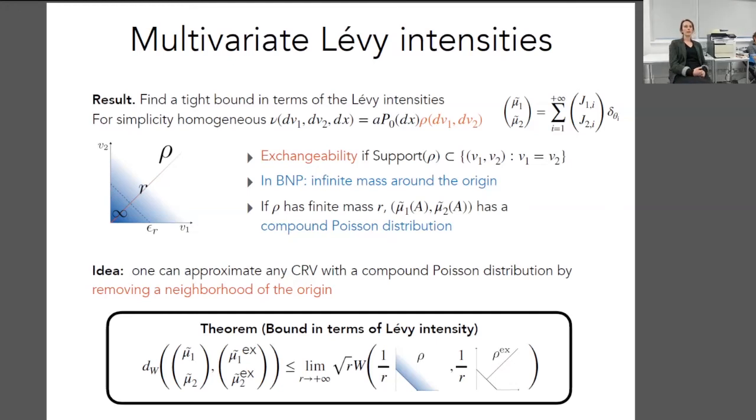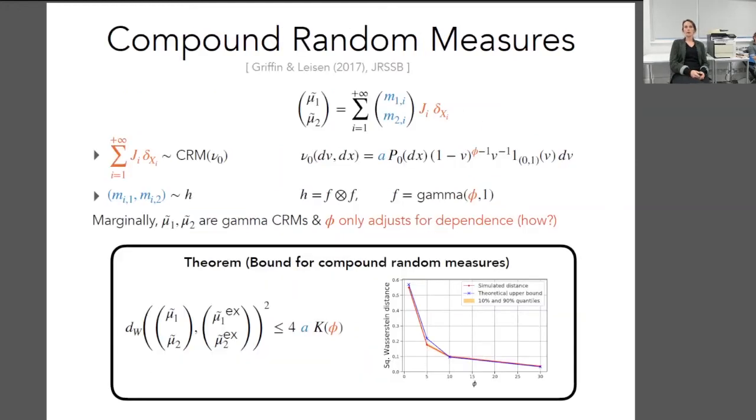Very well, so now that we have a quantity that depends in an explicit manner on the Lévy intensities, we were actually able to compute it in explicit examples in the literature. Just to give you a flavor of the kind of results that we found, I will briefly describe them on compound random measures, which are a very nice and effective way to model the dependence between completely random measures that has been introduced by Jim and Fabrizio in 2017 in a JRSSP paper.